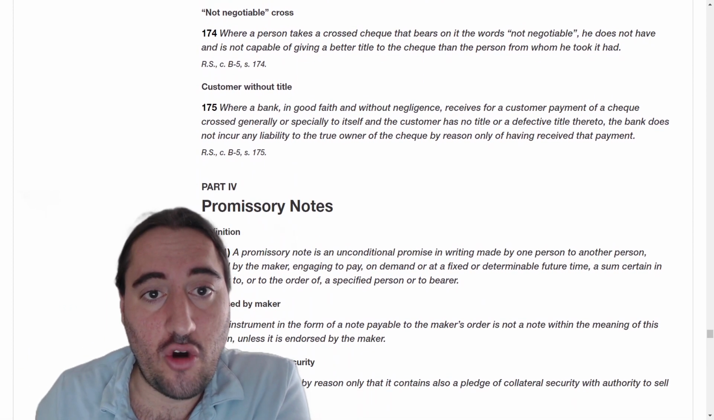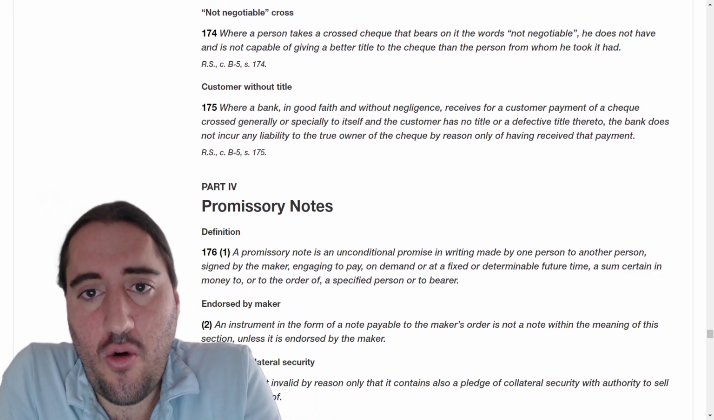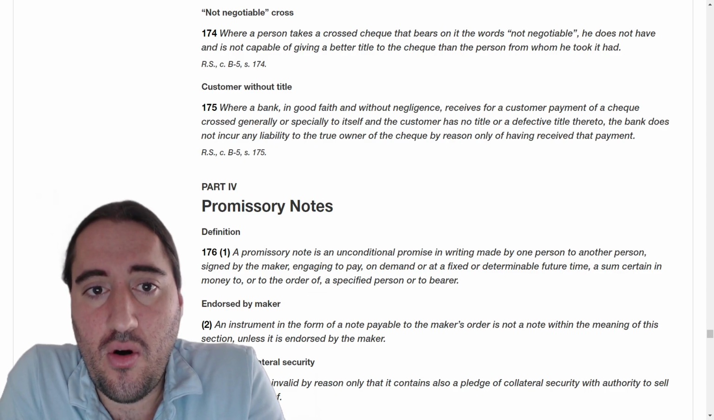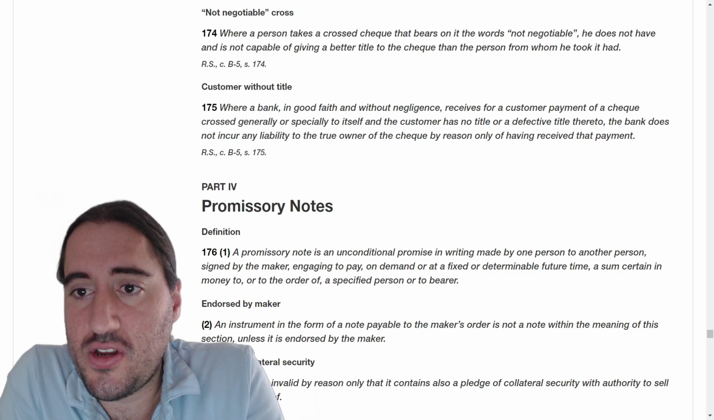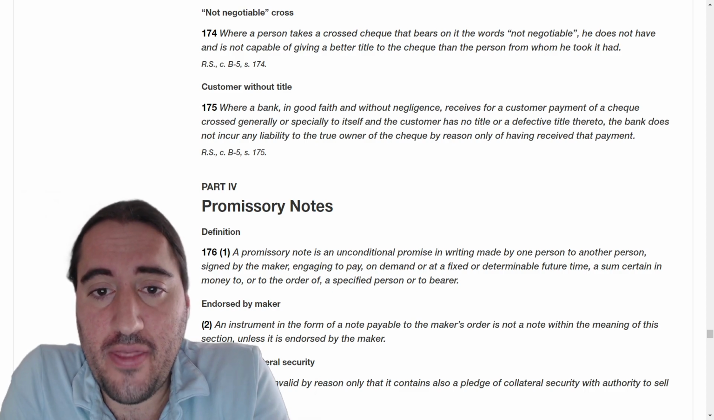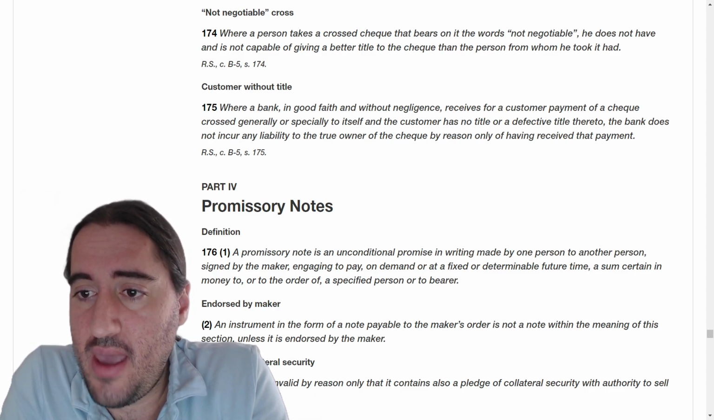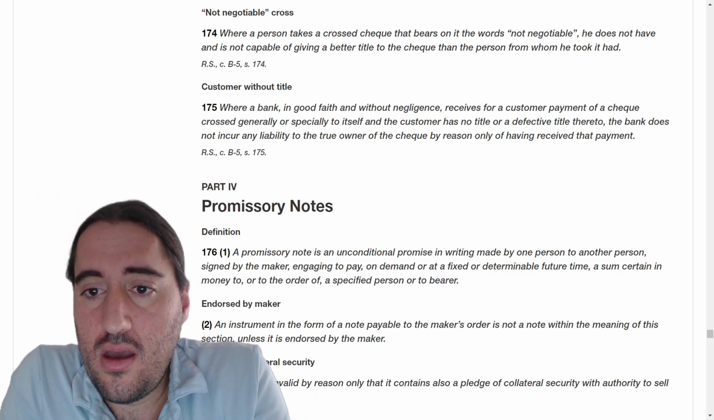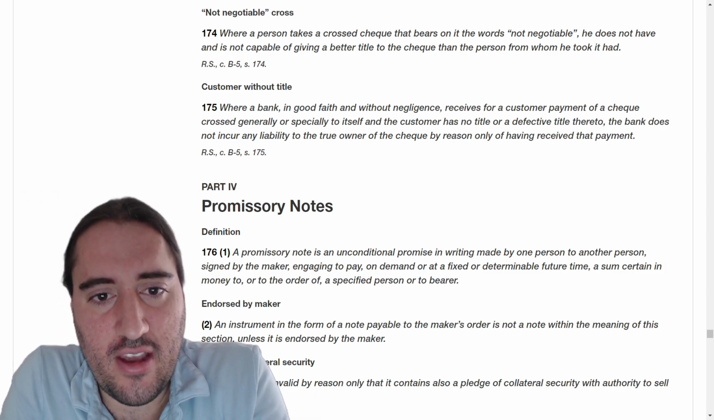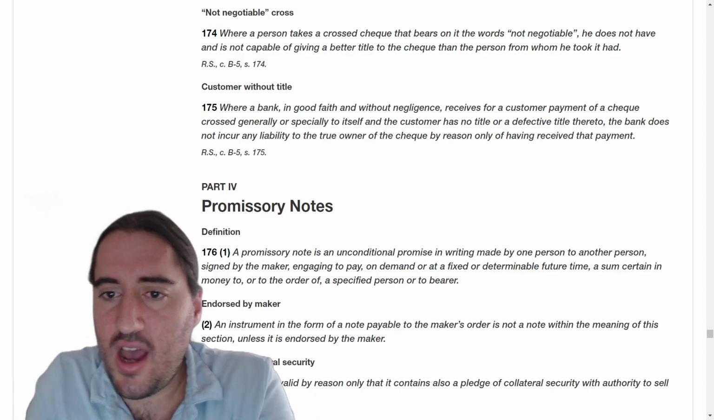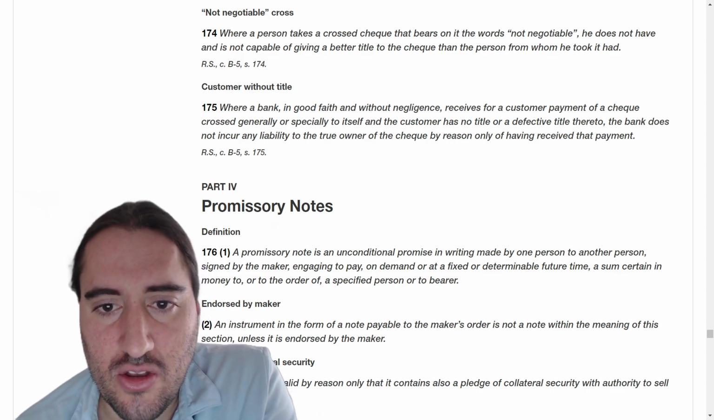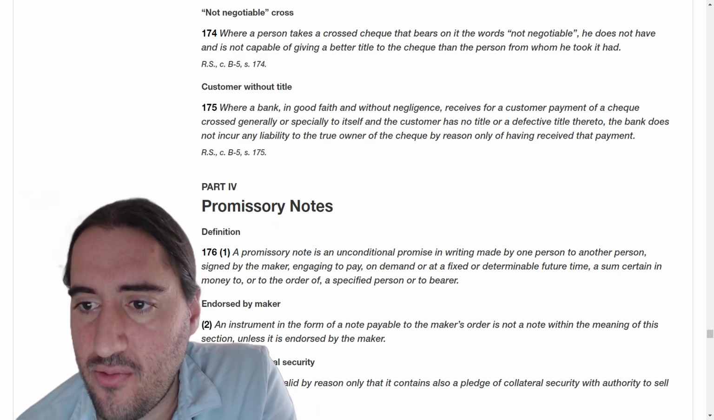Okay. Not negotiable cross. Where a person takes a cross check that bears on it the words "not negotiable," he does not have and is not capable of giving a better title to the check than the person from whom he took it had. Customer without title. Where a bank, in good faith and without negligence, receives for a customer payment of a check crossed generally or specially to itself, and the customer has no title or a defective title thereto, the bank does not incur any liability to the true owner of the check by reason only of having received that payment.